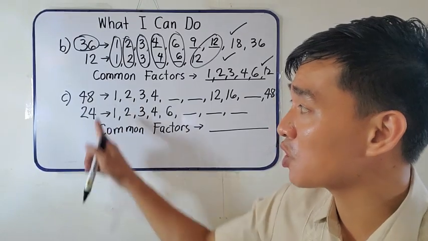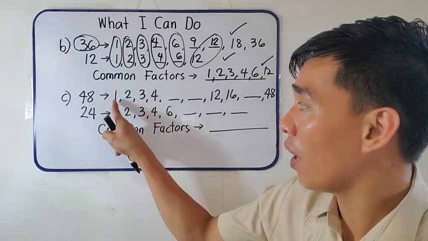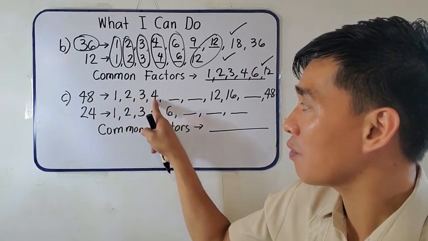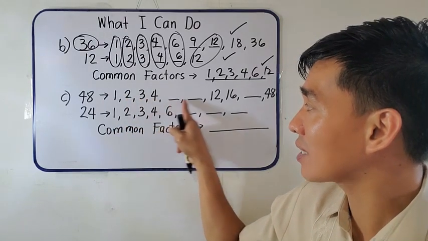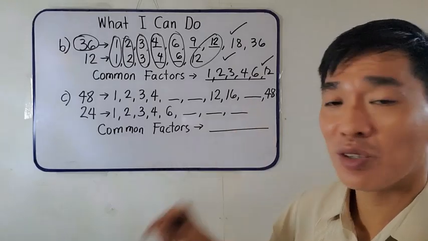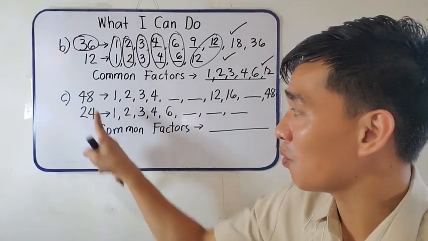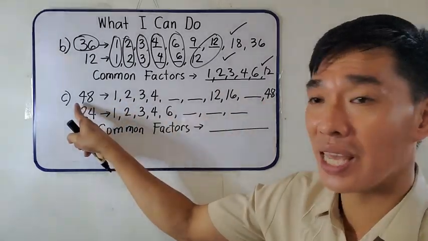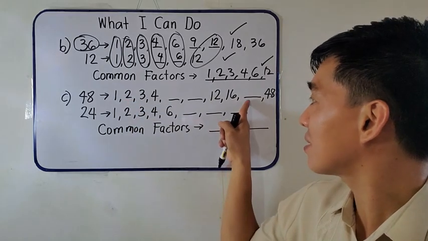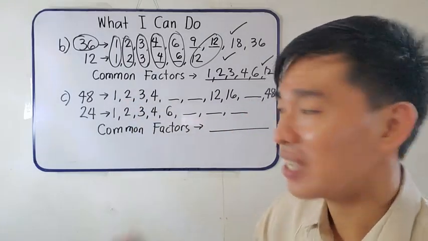Now let's proceed to letter C. 1, 2, 3, 4. The next missing factors are what? So 1 times 48 is 48. 2 times 24 is equal to 48.